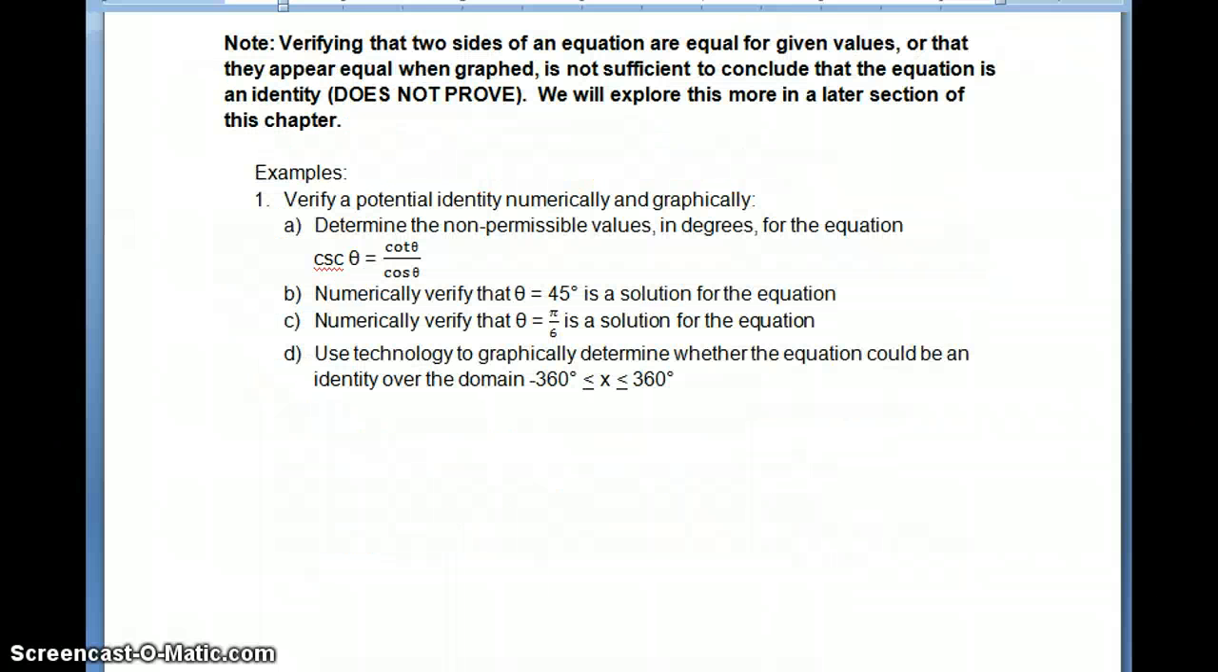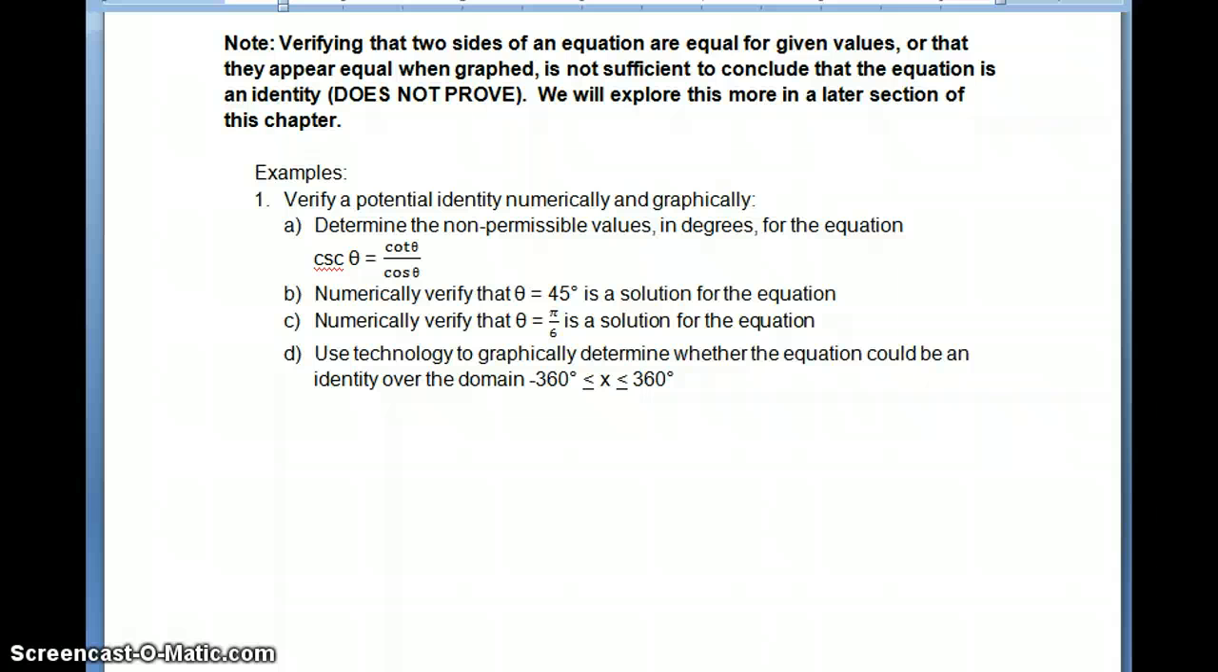Alright, so now let's look at an example. Here, our first one, we need to verify a potential identity numerically and graphically. So for the first one, let's determine the non-permissible values in degrees for the equation. We have cosecant of theta is equal to cotangent of theta divided by cosine of theta.